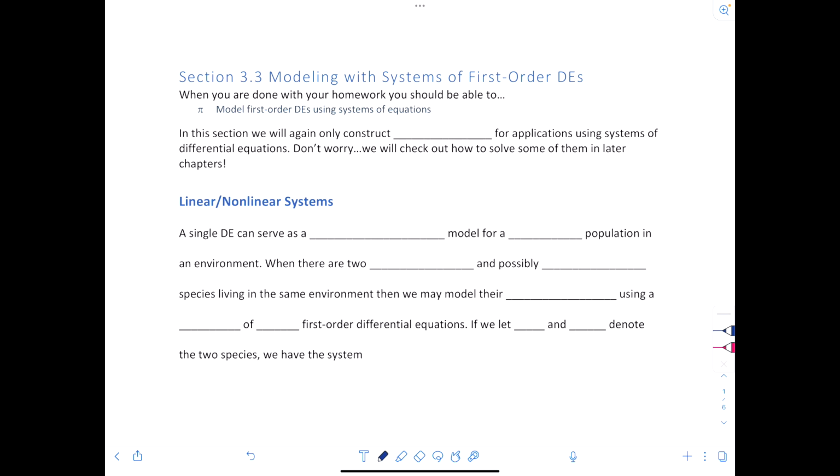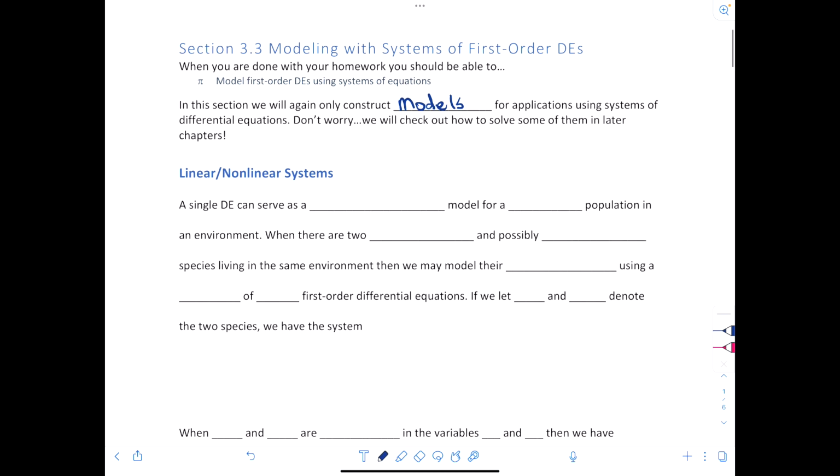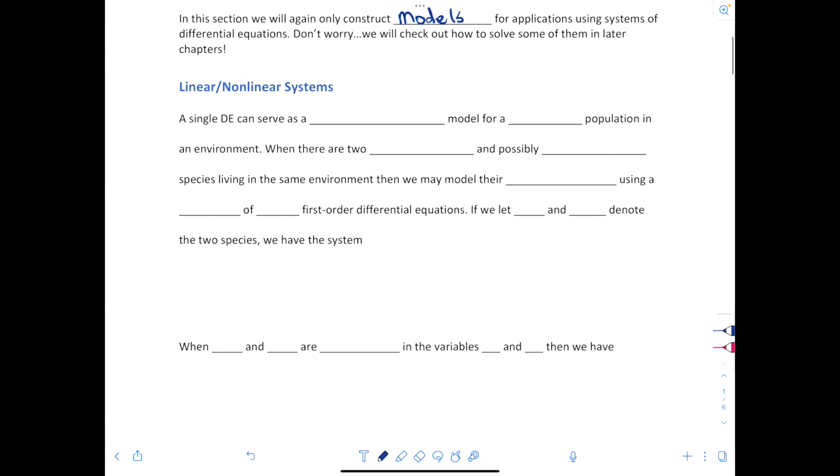Today we're looking at section 3.3 from the Zill text, which covers modeling with systems of first order differential equations. In this section, we will again only construct models. It'll be a little work, but mostly constructing models for applications using systems of differential equations. Don't worry, we'll check out how to solve some of them in later chapters.